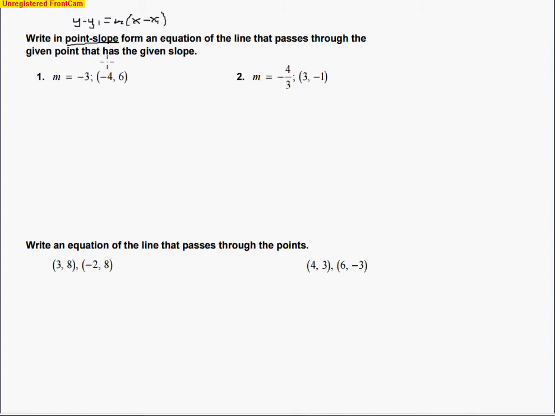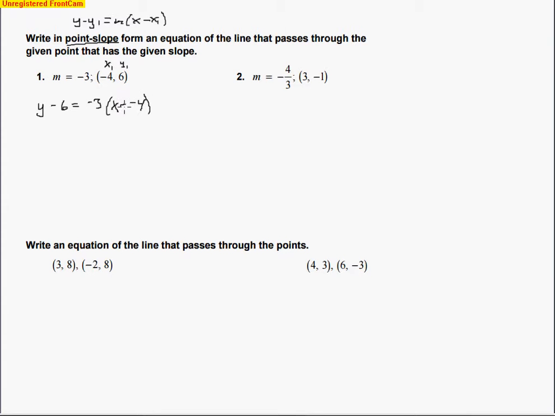So we'll start with this point here. It gives us a slope. This is going to represent our x1 value. This is our y1 value. And so I substitute in. So I've got y minus 6 equals the slope of negative 3 times x minus negative 4.